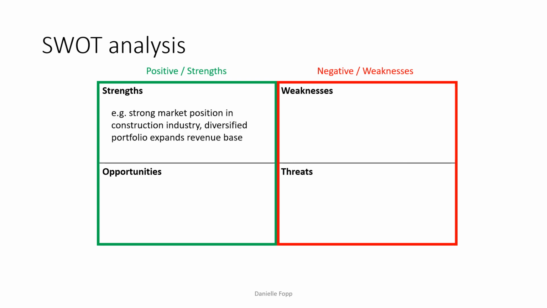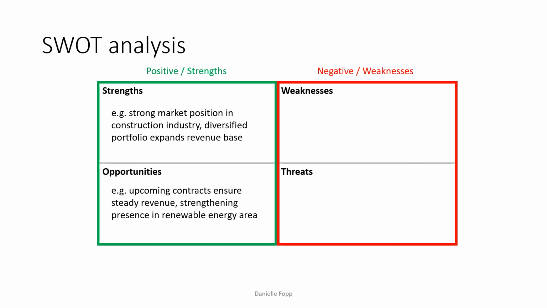One of the strengths that you might pop down for a SWOT analysis would be, well, look, there's a strong market position in the construction industry and the diversified portfolio expands our revenue base. An opportunity would be, well, look, there's lots of upcoming contracts and this would ensure a steady revenue. We can also strengthen our presence in the renewable energy area, which is something that we have been looking to do.